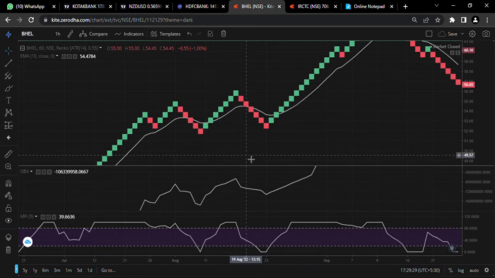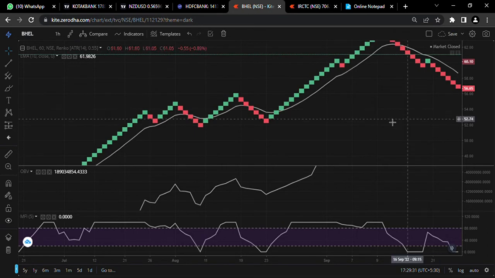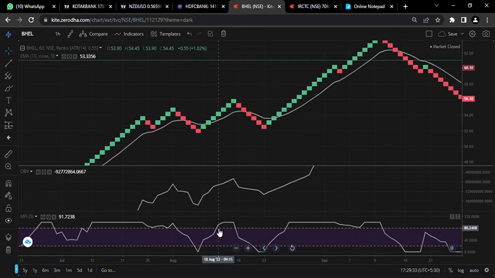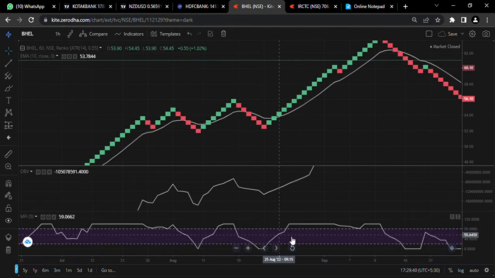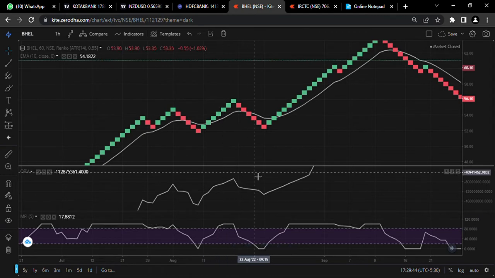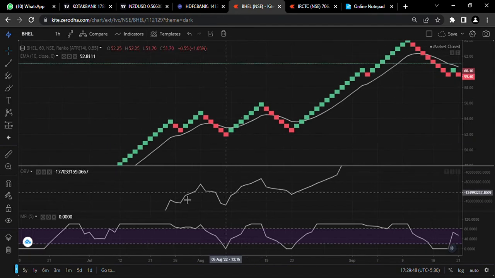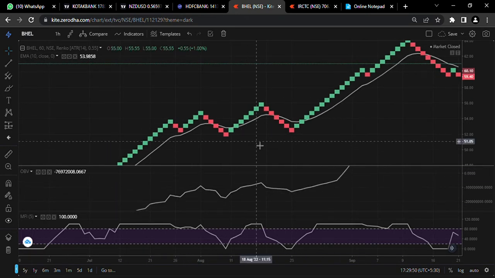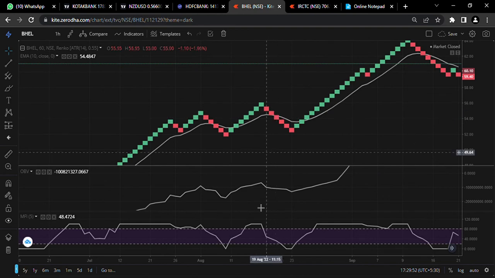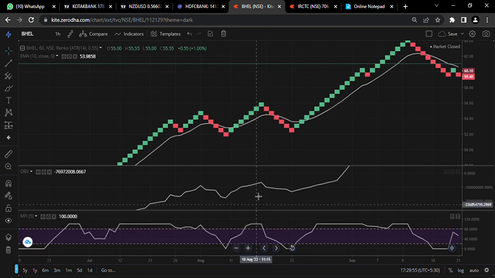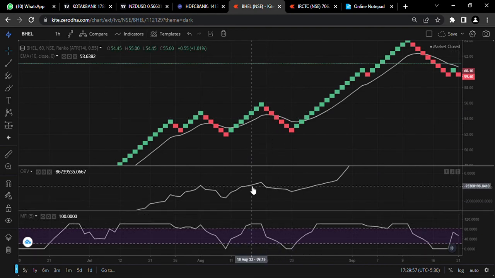But the one thing which you have to keep in mind is that never trade if the money flow index is crossing the 80 level. Okay, over here it is crossing the band of 80. If it is crossing above over here, you have to neglect that trade. And if the on balance volume shows the stock going upward, but see over here the stock is showing upward, but here it is a flat line, so avoid such kind of trade.